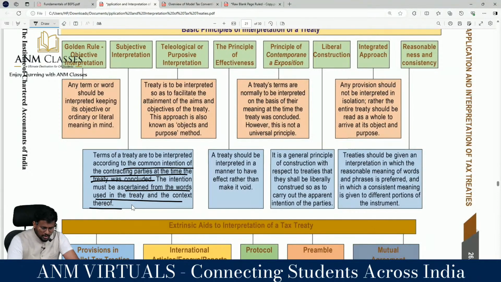Teleological or purposive interpretation. Purposive interpretation, basic, right? Treaties should be interpreted so as to facilitate the attainment of the aims and objectives of the treaty. This approach is also known as objective.